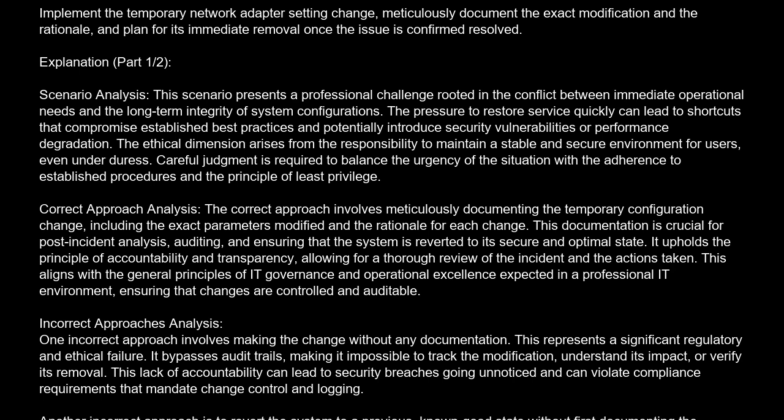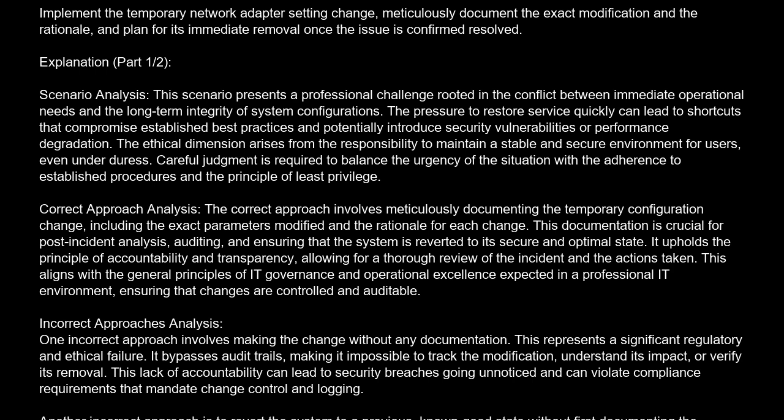Correct approach analysis. The correct approach involves meticulously documenting the temporary configuration change, including the exact parameters modified and the rationale for each change. This documentation is crucial for post-incident analysis, auditing, and ensuring that the system is reverted to its secure and optimal state. It upholds the principle of accountability and transparency, allowing for a thorough review of the incident and the actions taken. This aligns with the general principles of IT governance and operational excellence expected in a professional IT environment, ensuring that changes are controlled and auditable.